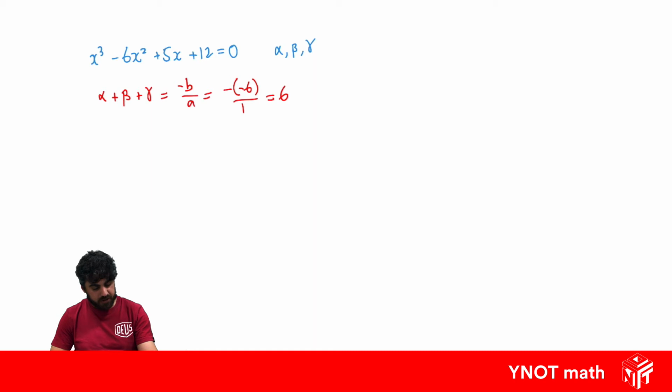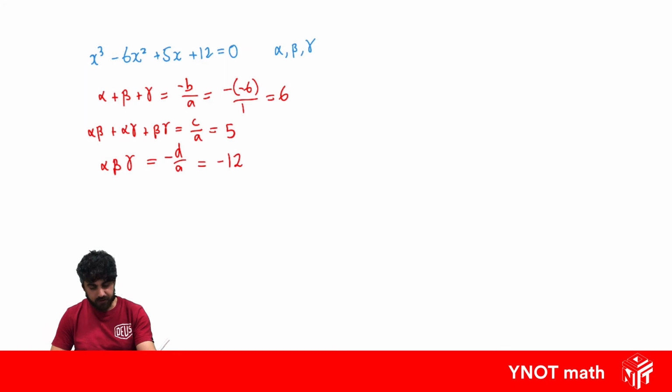Let's get an expression for summing the roots 2 at a time. So alpha beta plus alpha gamma plus beta gamma. And that's going to be c over a, which is going to be just 5 over 1, which is just 5. Summing now the product of the roots, we're going alpha, beta, gamma. That's just minus d over a. So we're just going to get minus 12 over 1, which is just minus 12.